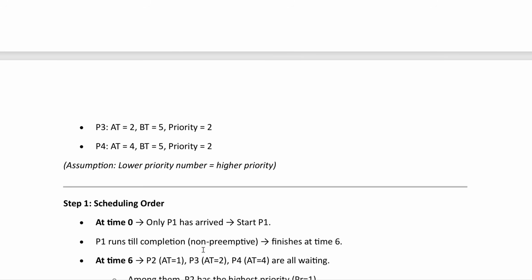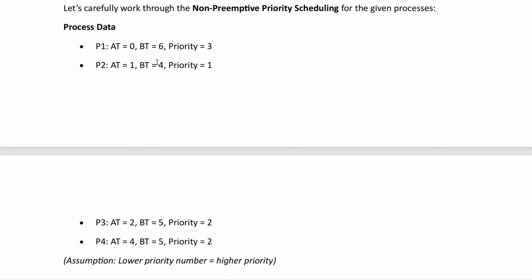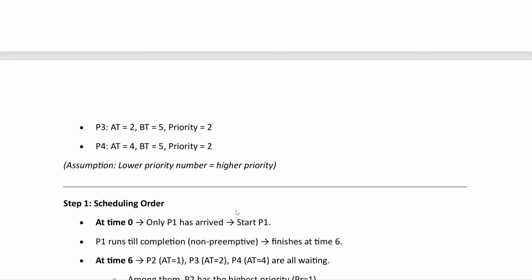P1 runs till completion because this is a non-preemptive priority CPU scheduling algorithm. So we have to run the process till completion because it is non-preemptive. It will finish at time 6 because the burst time for process P1 is 6. As you can see, P2 has higher priority, but at time 0, P2 does not arrive. P2 arrives at time 1. That's why, first of all, P1 is executed.